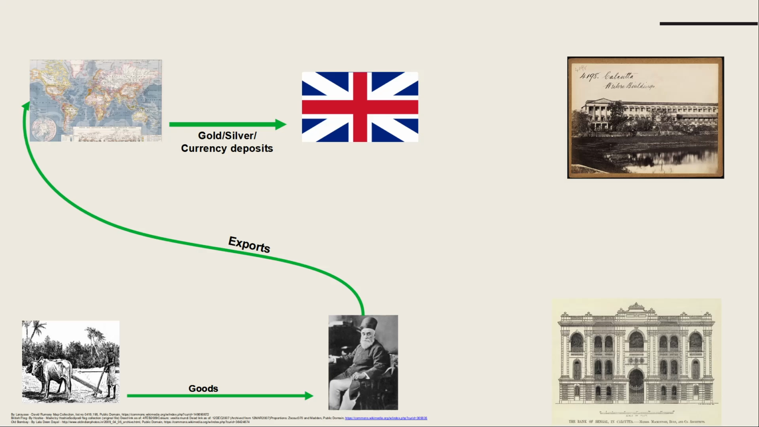And what they would do in exchange for this deposit, they would give them what was known as a CB, or a Council Bill of Exchange, and this was in rupees. Now, the exchange rate between the pound sterling and the rupee was very finely manipulated. So you would always get a better deal if you deposited with the Secretary of State in Council.